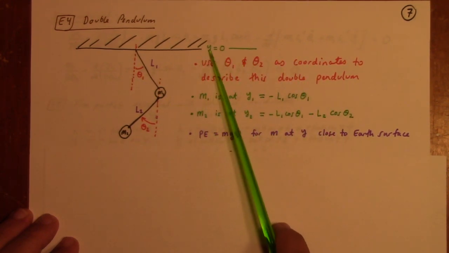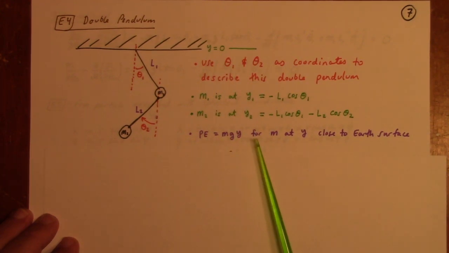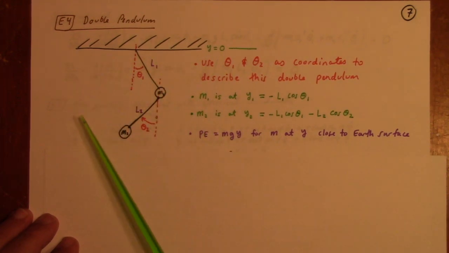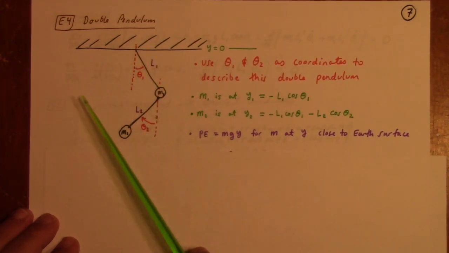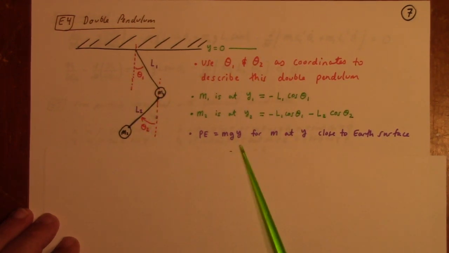I'm going to set y equal to 0 here because I know that potential energy is mgy for a mass close to the surface of the Earth. If this is in outer space, who cares? It just sits there, right? So let's assume it's close to the surface of the Earth. So mgy is the potential energy for such a case.